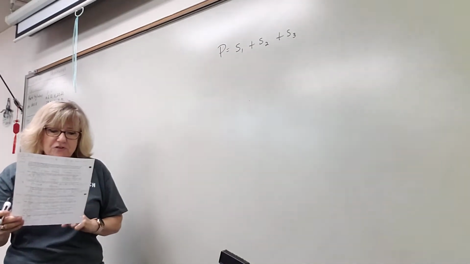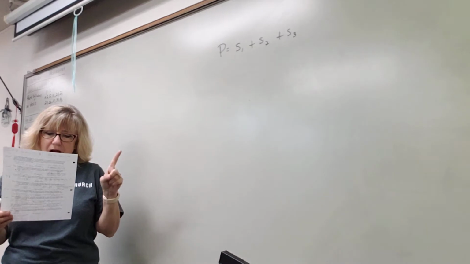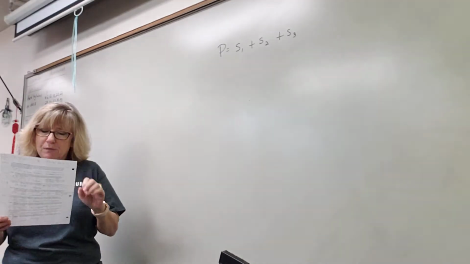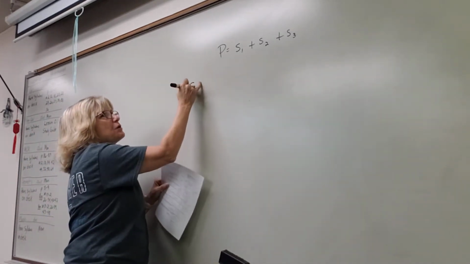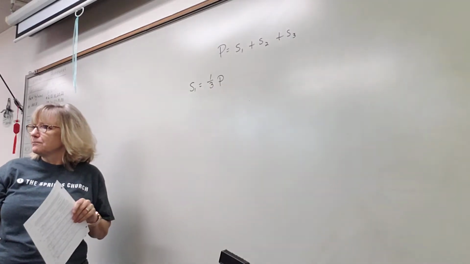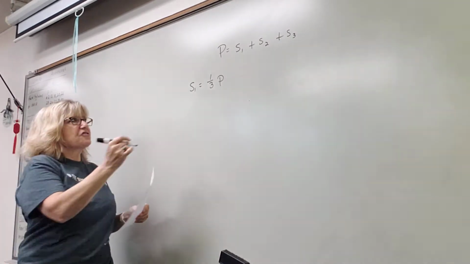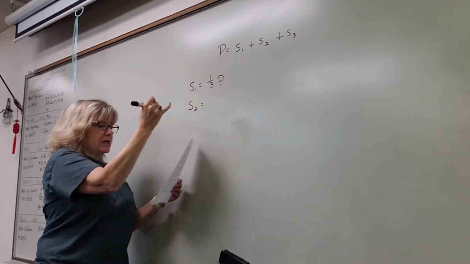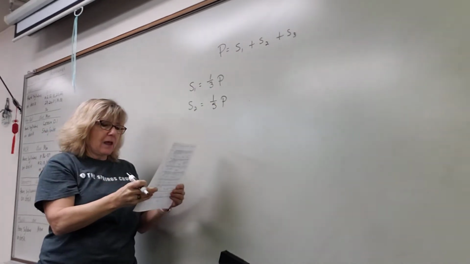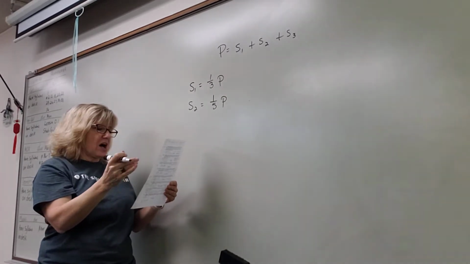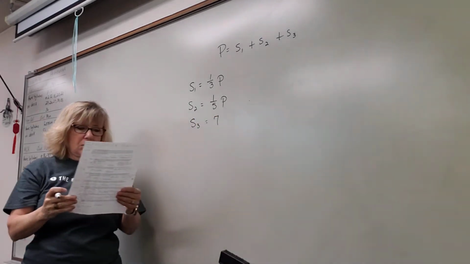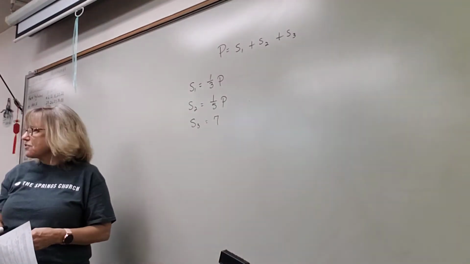Now let's see what it says to me. It says one side of a triangle is 1/3 the perimeter. So I'm gonna say that side 1 equals 1/3 the perimeter. Okay? Then it says the second side, side 2, is 1/5 the perimeter. And then finally, the third side is 7 meters. Find the perimeter of the triangle.